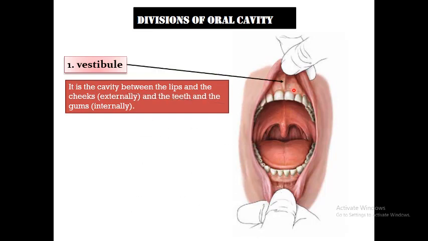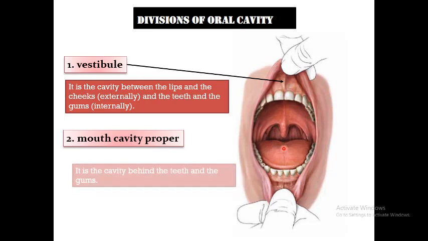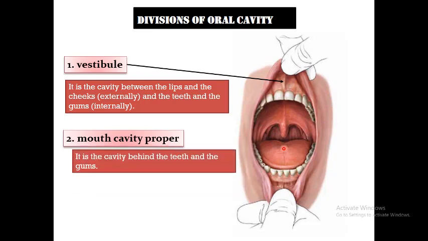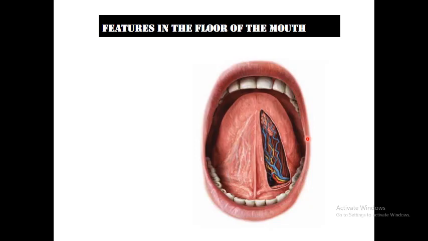Okay, and so this is the vestibule, and inside we have here, this is the mouth cavity proper, which is bounded by the teeth and which lies inside to the teeth and gums. So it's the cavity behind the teeth and the gums is called oral or mouth cavity proper. The two cavities, the vestibule and the mouth cavity proper, communicate behind the last molar tooth. We have communication between both. Okay, about the features in the floor of the mouth. Let's look to the floor of the mouth.